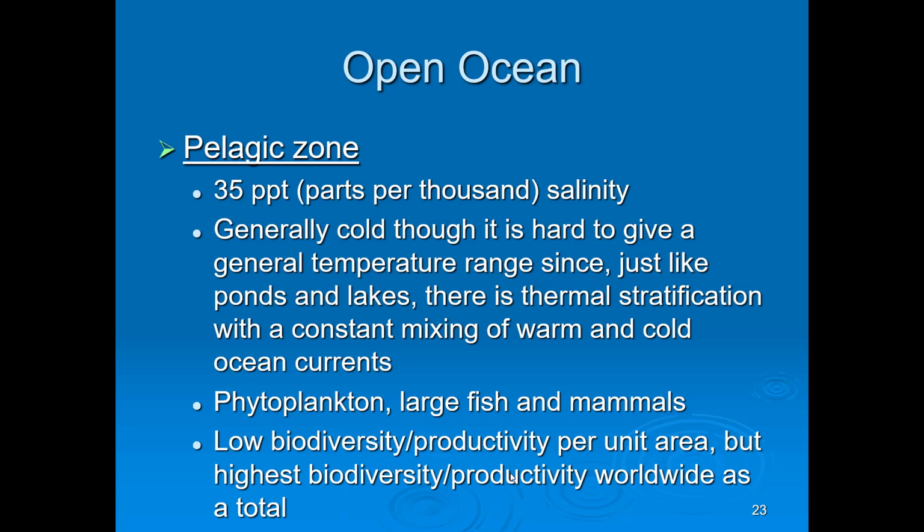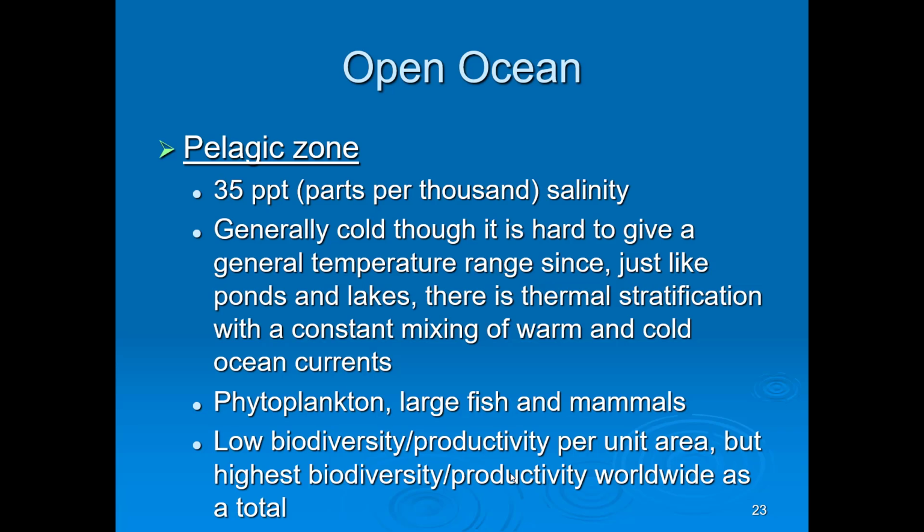Phytoplankton is the big lowest level of the food chain. It is the foundation upon which all the food webs are based in that area. Now, the biodiversity and productivity is kind of tricky, so you're going to want to write it down in two ways. If you're talking about per unit area, it's really low.